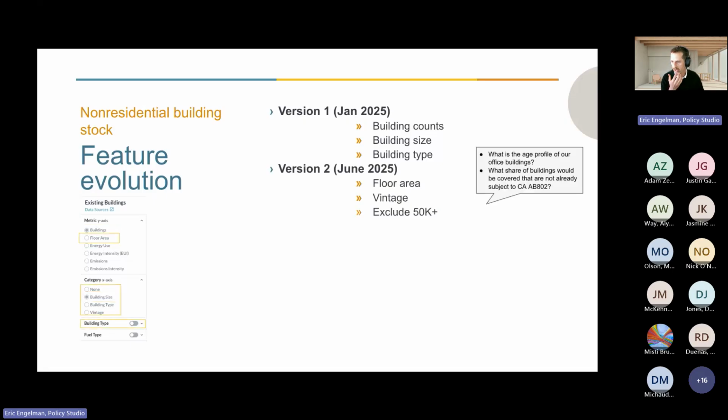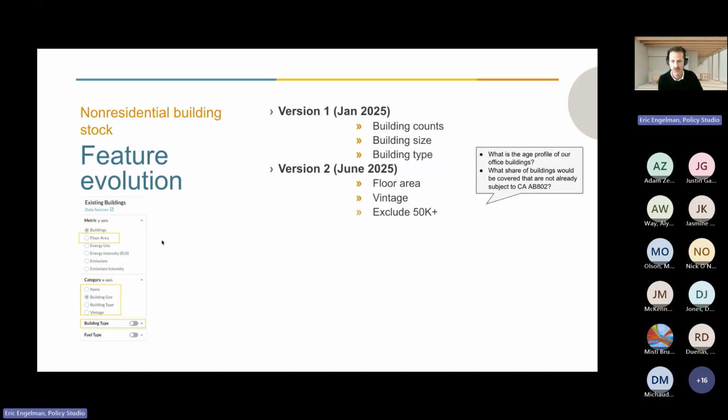The next feature we launched in June was geared towards getting a deeper dive into your jurisdiction's building stock and starting to get some more color about the distribution of buildings by size, type, and age. That enabled you to answer questions like, what's the age profile of our office buildings? Or what share of buildings would be covered under a local policy that are not already subject to California's AB 802 requirements?